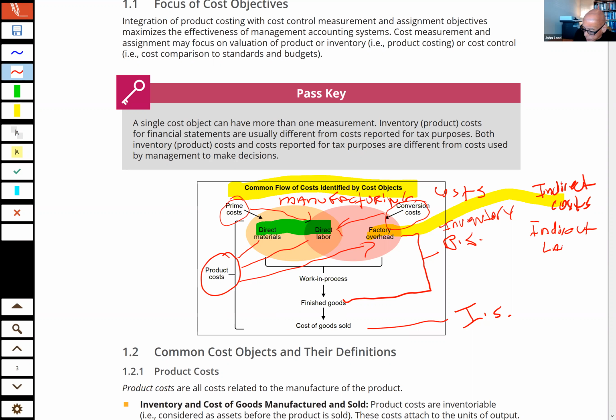Okay, so we have what? Indirect labor, indirect materials, and then what I like to call the others.